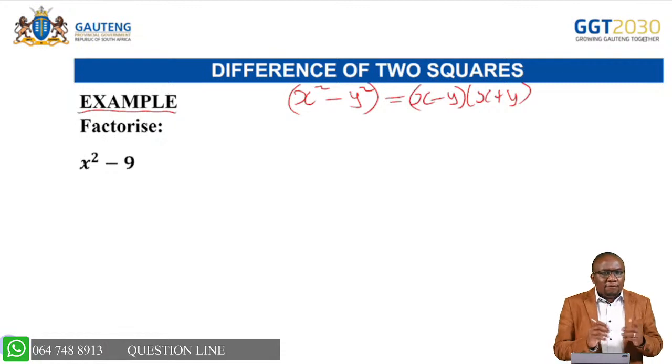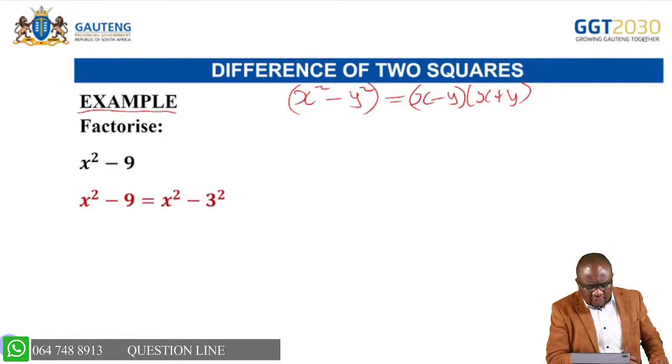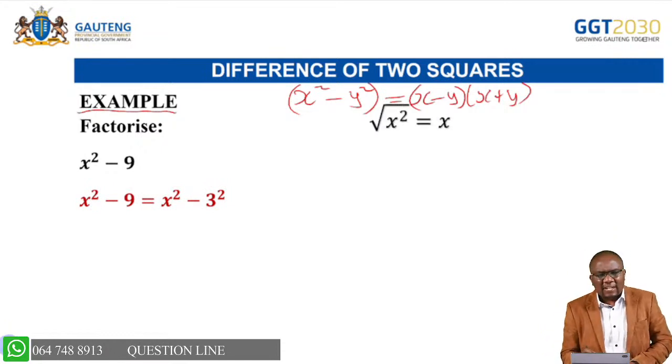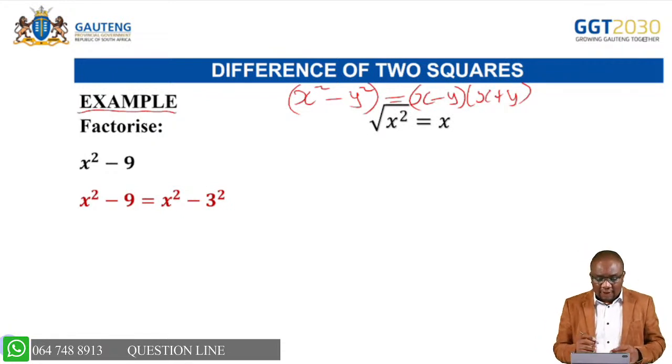Now, find the square root of x squared. What is the square root of x squared? It is x, isn't it? Remember, for square roots we have plus or minus. So in this case, we're just taking the positive square root, okay? So it's going to be x, because the square root of x squared is x.